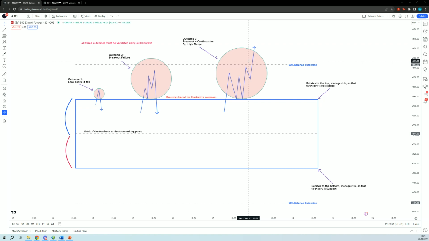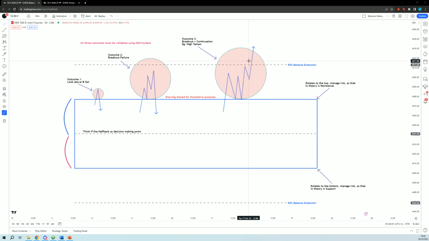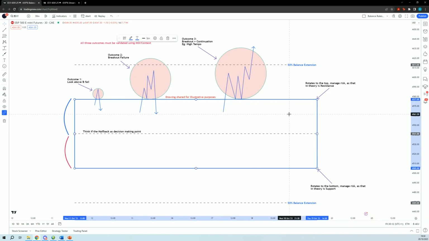So what I've done here, guys, is that on a blank chart, I'm first going to explain how the balance rules work and how you may want to think when it pertains to the balance rules and ranges. As you can see, this rectangular box in blue is a hypothetical range that I have drawn up.